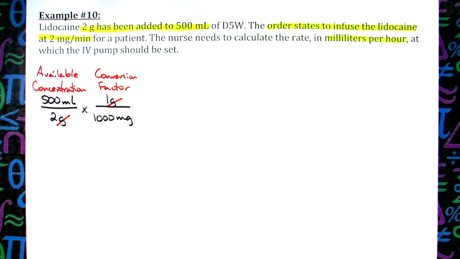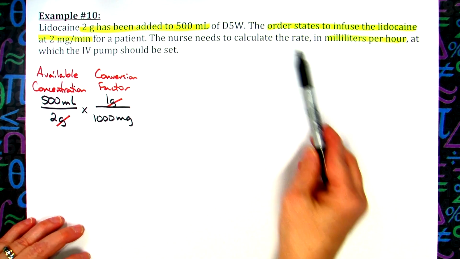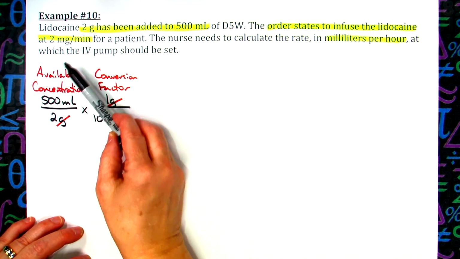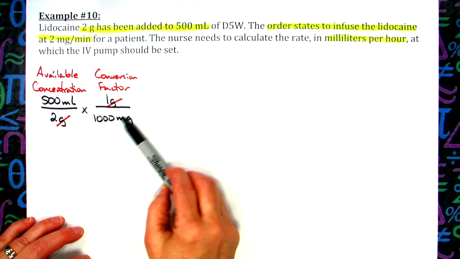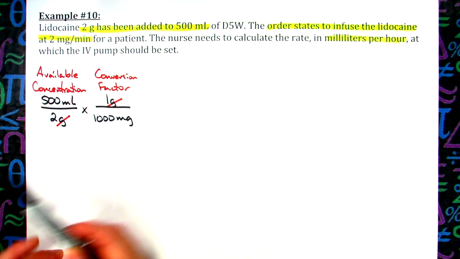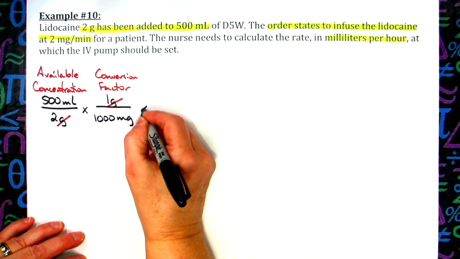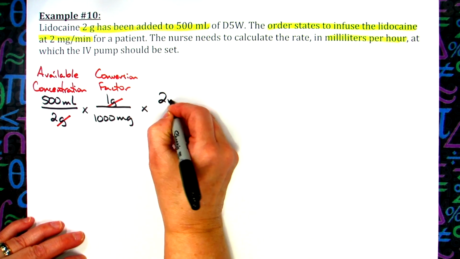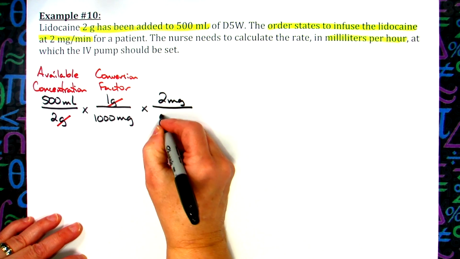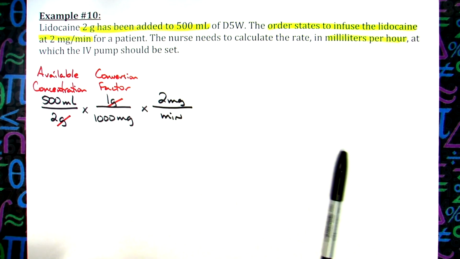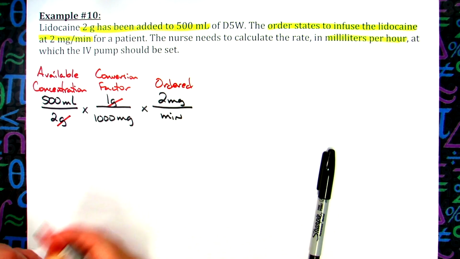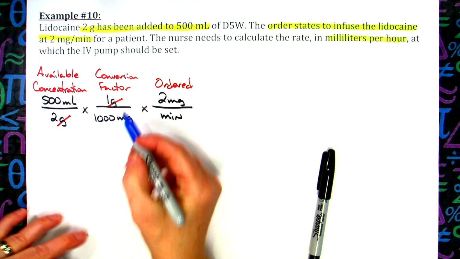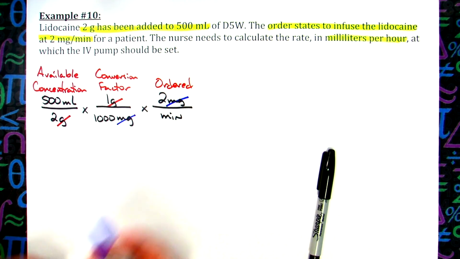Okay, now I'm going to take what was ordered. The order states to infuse that lidocaine at 2 milligrams per minute. Well, now I have milligrams on the bottom. So then that makes sense to go ahead and put what was ordered next, put our 2 milligrams on the top, per minute on the bottom. So this is what was ordered. And then that's going to let me cross out milligrams on the bottom, milligrams on the top. So now I've gotten rid of all of that.